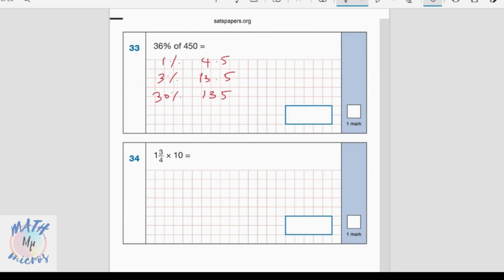All right. And now we need to find 6%. Since we need 36%, we have 30%. So 6% is nothing but 4.5 times 6. That is 27. Now, what we are going to do, we are going to add 135 and this 27. All right. So when I add 135 and 27, it is equal to 36%. So I get 162. And that's your answer.